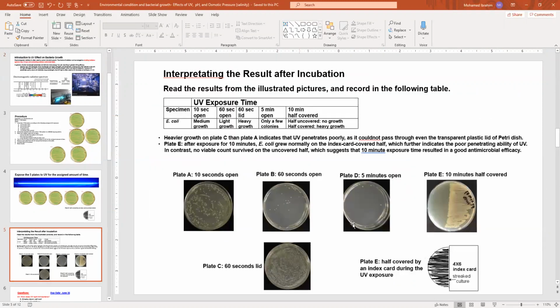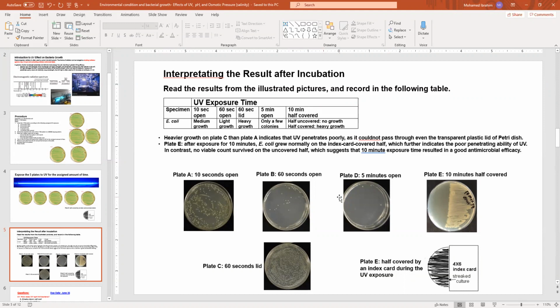This slide here shows you the different times of exposure. Our culture was E. coli, and it was exposed to UV light for different time periods: 10 seconds, 60 seconds, 5 minutes. And this is 60 seconds with the lid. Now, my question is, by looking at A, B, and D, which one describes the best time to eradicate, remove, or kill bacteria?